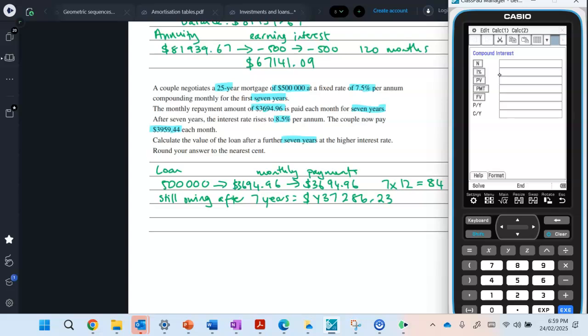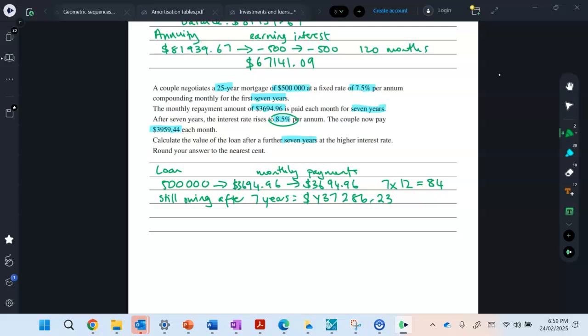All right, so what is happening now? So we've gone down and now the interest rate has gone up. So let's call it off the fixed loan, off fixed rate. Because remember, we started off with a fixed rate of 7.5% and now we're at 8.5%. So we're starting off with this 437,286.23 amount. We're making larger repayments, all right, because your interest rate has gone up. So 3959.44 each month.